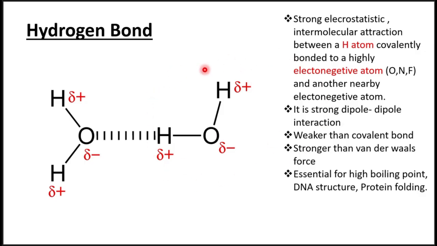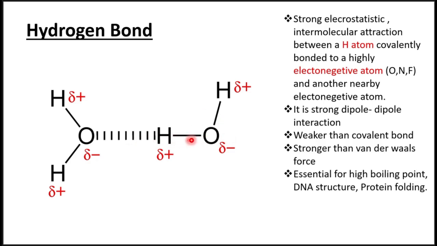So within the water molecule, there is a covalent bond between hydrogen and an electronegative atom, that is oxygen. And between water molecules, there is a hydrogen bond between hydrogen and the electronegative atom, that is oxygen. It is a strong dipole-dipole interaction. This is a dipole and this is another dipole. It is a strong dipole-dipole interaction, but it is weaker than a covalent bond.